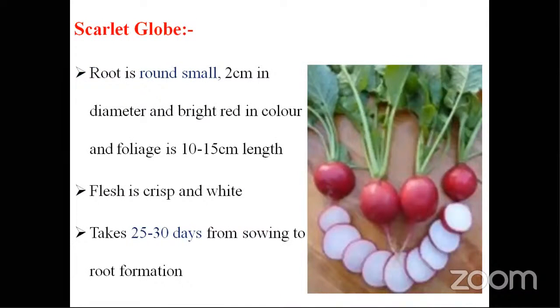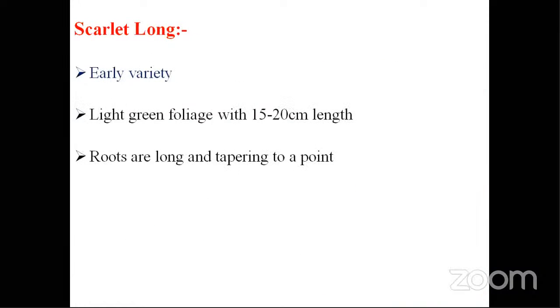So the Scarlet Globe is round in shape, 2 centimeters in diameter almost, and as the name indicates, it's globe-like in shape. Inside it is white in color, but the peel is anthocyanin rich. That's the reason it looks purplish red. Nextly, Scarlet Long, which is also an early variety.